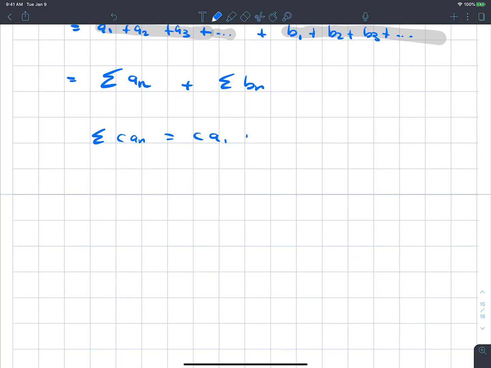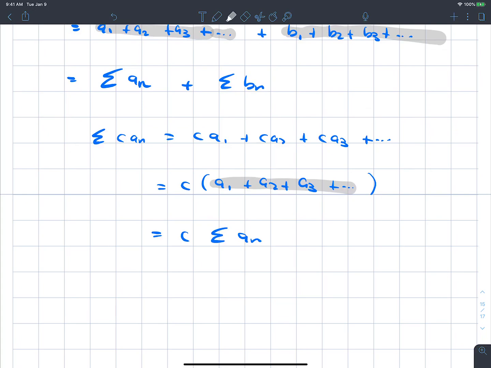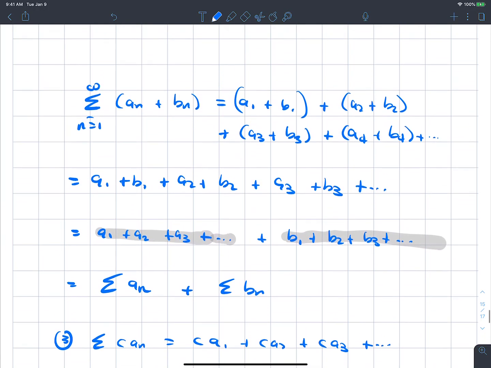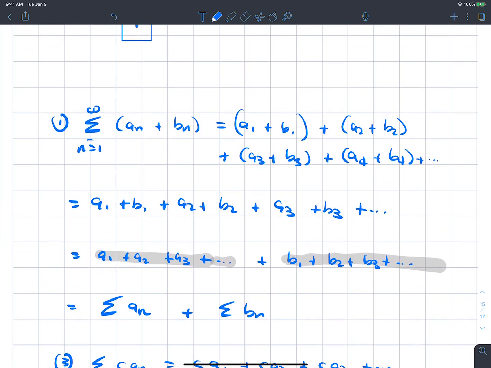That's c a1 plus c a2 plus c a3 goes on forever. Just factor out c. And then you get the constant times the summation of an, because this is an infinite sum. Again, this is my summation of an here. Anyway, not too hard. This is property 3 and property 1. You guys can finish property 2 if you like.